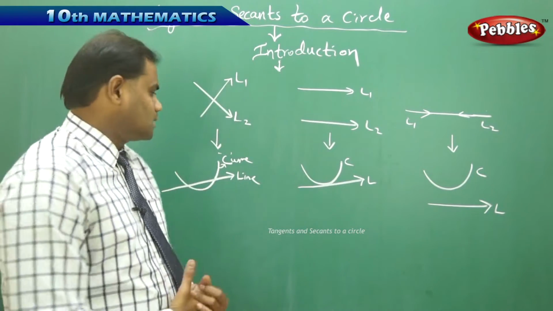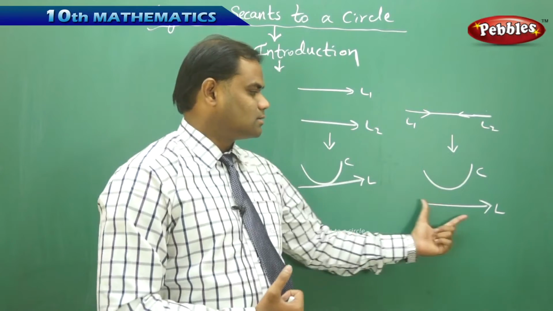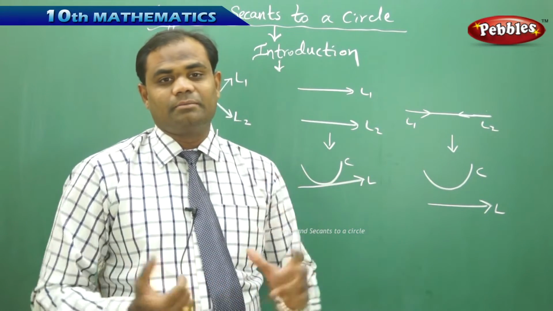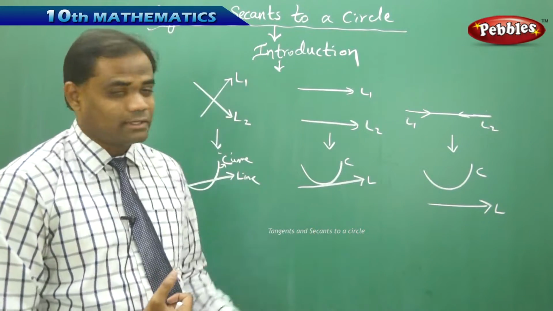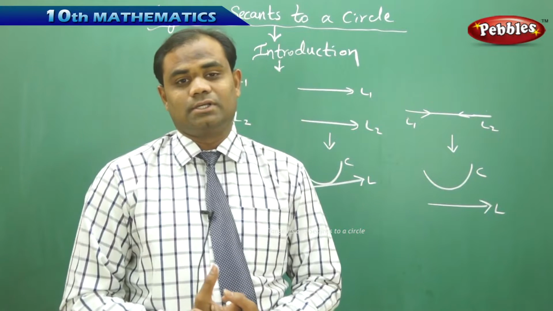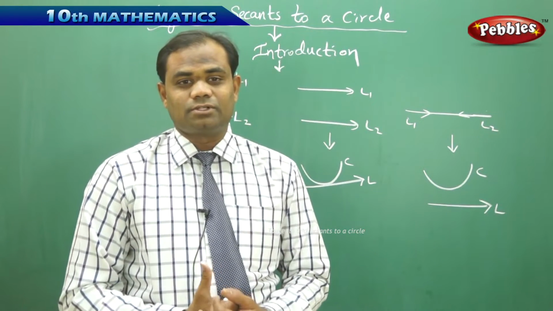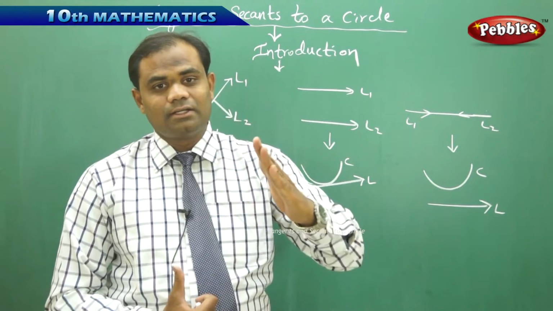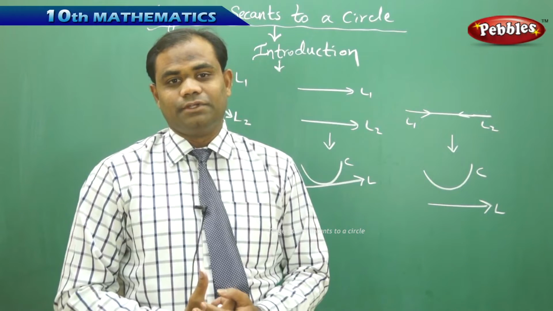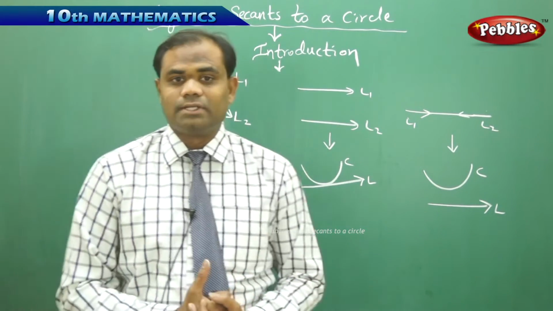So the possibilities are that the curve and a line may intersect, may not intersect, or may touch at one point. So these three different cases have given rise to the topic of tangents and secants to a circle. Today we are going to study the circle and the different possibilities of a line which cuts the circle, does not cut the circle, or touches the circle. These are the three cases which we are going to study in the session on tangents and secants to a circle.